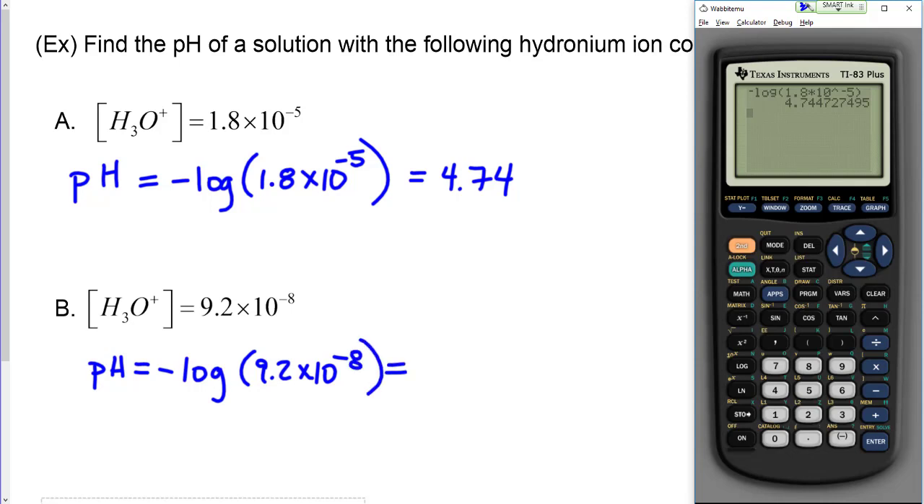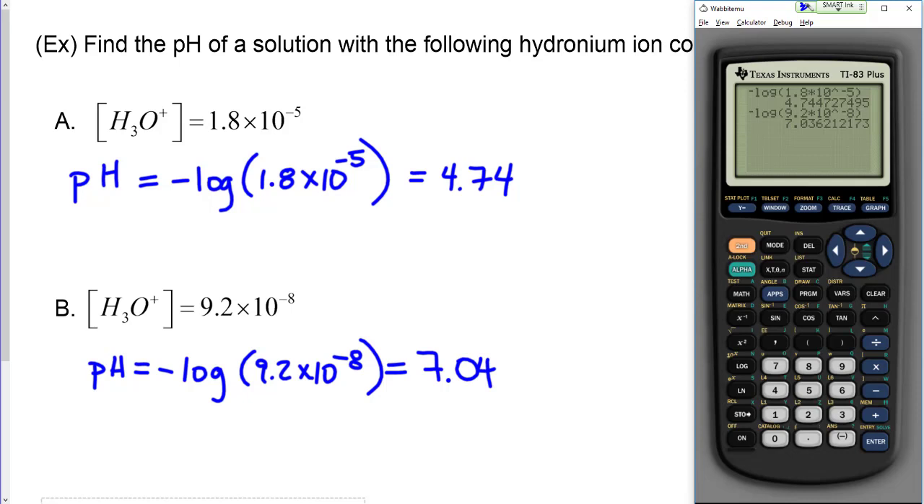You just plug it in. Now the textbook and the homework say that you need to do some manipulations with the 10 to the negative 8th power and reduce it based off the logarithm. That's really not necessary. You just plug it right into the logarithm and the calculator will do everything that's necessary. So in this case we get 7.04. So this is really close to pure water.